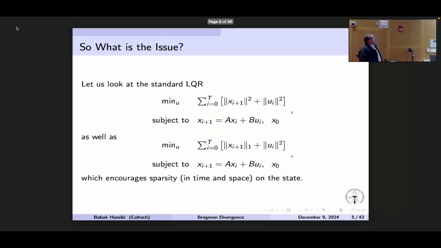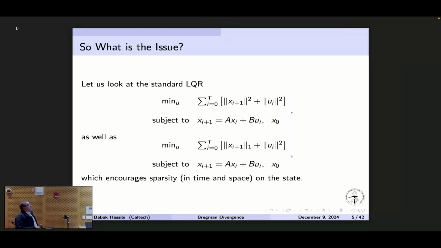You can solve this. So just to spell it out a little bit, I'll take a very special case. This is the LQR problem. So I want to minimize the quadratic cost subject to the state space equations. And here, all I'm doing is replacing this quadratic cost with an L1, so an L1 penalty on the state. And those of you who know, L1 pushes things to sparsity.